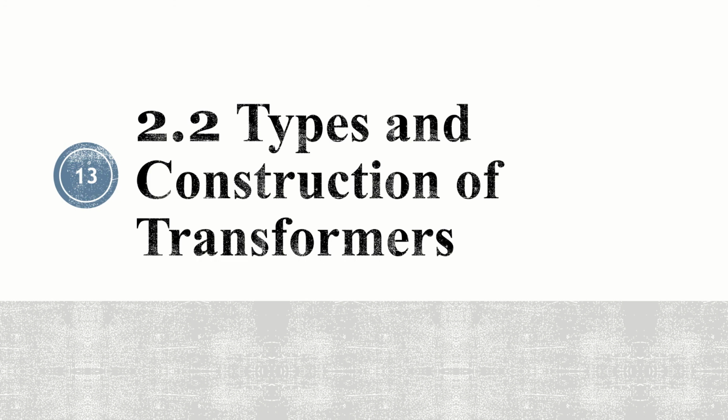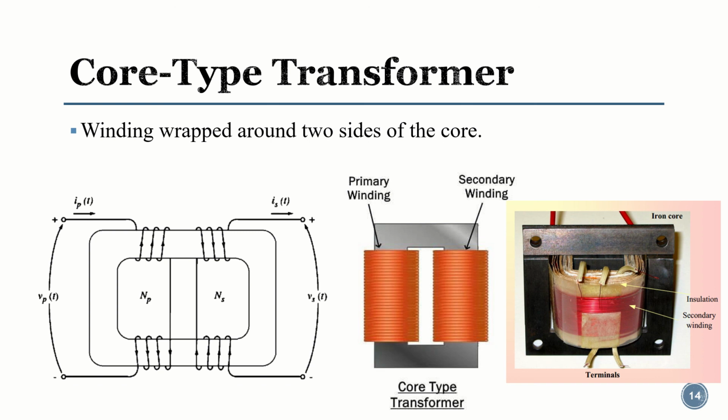So when you talk about the types, the more common type of transformer is the core type transformer. There are two types of transformer. Basically, with respect to construction, we can divide them into two types: core type and shell type. This is the distinction based on the geometry. So the core type looks like this.